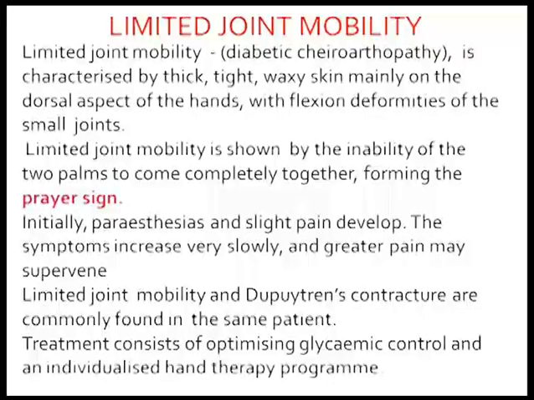Initially, there is paresthesia and the pain is very slight, but if you don't intervene, if you don't treat, then the symptoms will increase, the pain also will increase. Commonly, you will find that a person who has limited joint mobility also has Dupuytren's contracture, so these two things may coexist. And again, it is very important to have good glycemic control and a proper physiotherapy program.